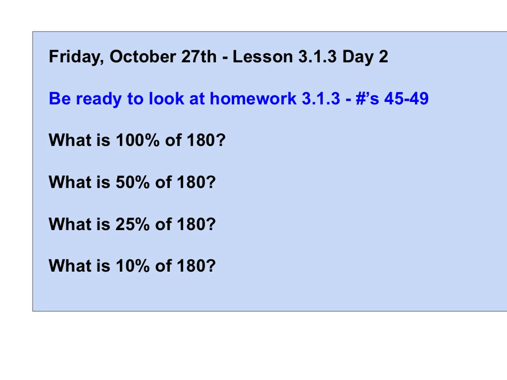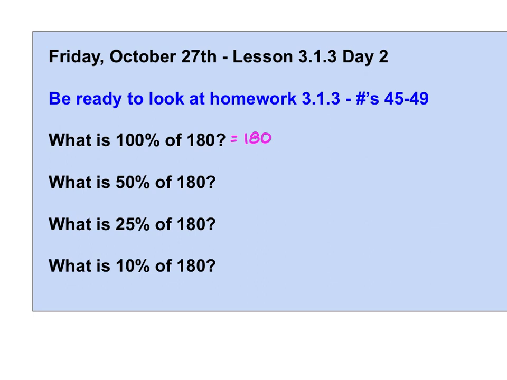All right, so our first problem for our warm-up is what is 100% of 180? So you want to think 100% is all of it, that's everything. So that would equal 180. That's everything. Think about if you got 100% on your test.